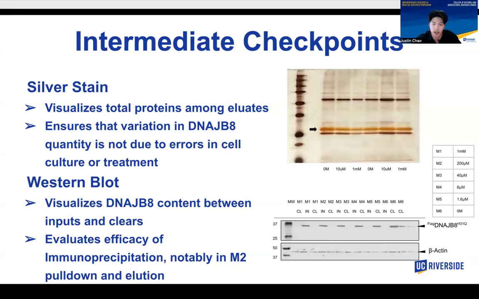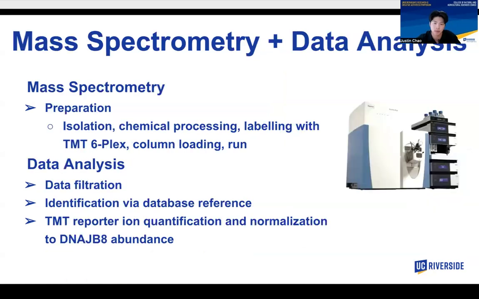The Western blot, on the other hand, is used to visualize DNAJB8 content between inputs and clears. This is used as a metric to quantify the success of our immunoprecipitation protocol. Theoretically, our clears should be clear of DNAJB8, and our inputs should contain DNAJB8 if M2 bead pull down was successful. And therefore, the Western blot is used to evaluate the efficacy of M2 pull down and elution. If the results of these 2 tests are satisfactory, then we can continue on to mass spectrometry preparation and run.